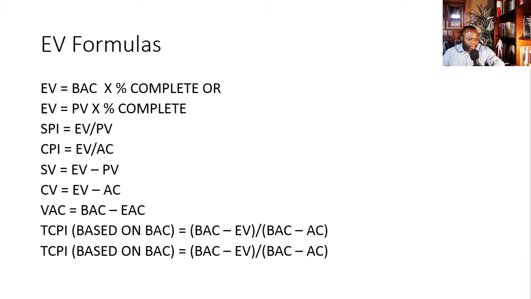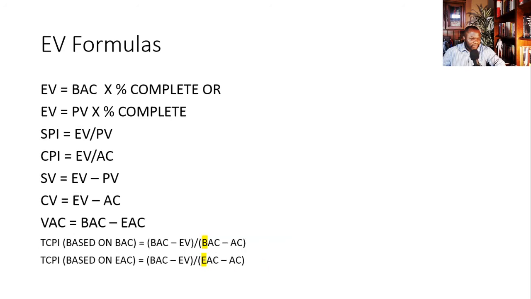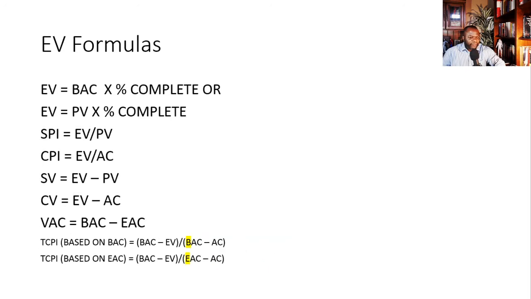And we also have TCPI based on the EAC, and the denominator has the EAC. So I'm going to highlight the difference. You see, the difference is in that E versus that B in the TCPI based on the EAC. All right? So that is the first stack of formulas in your earned value world. There's another batch of formulas.